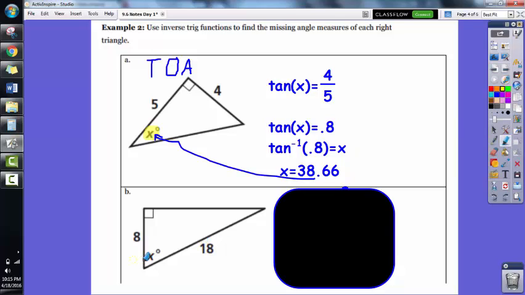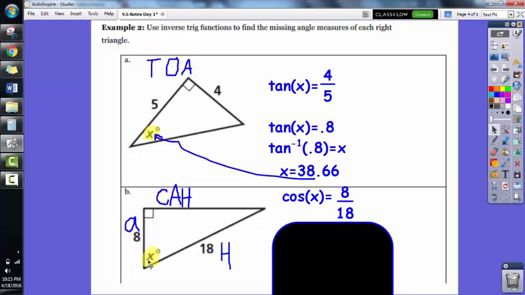For example B, look at what angle you are looking for. You're looking for angle x. In relationship to angle x, I see that I have a hypotenuse here, and I also see that I have the adjacent side here. So I am looking for a trig function that has adjacent over hypotenuse. If you remember, the cosine is adjacent over hypotenuse. So I can now set up an equation to solve for angle x.